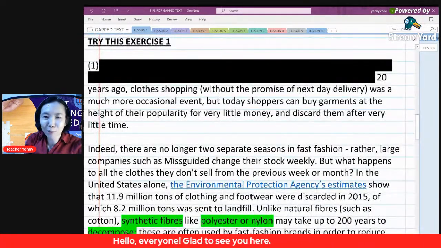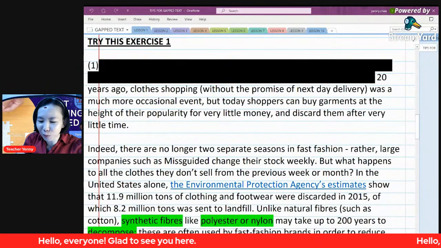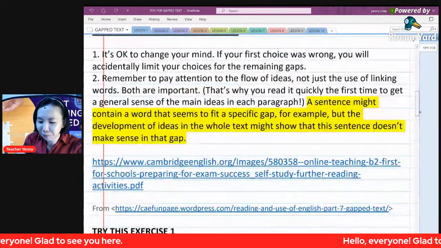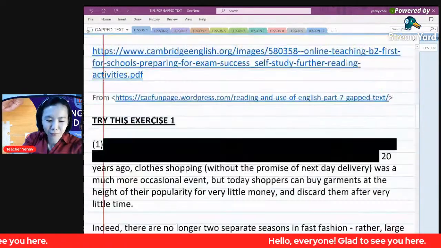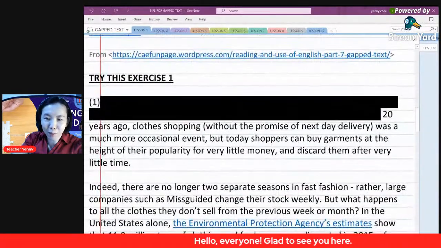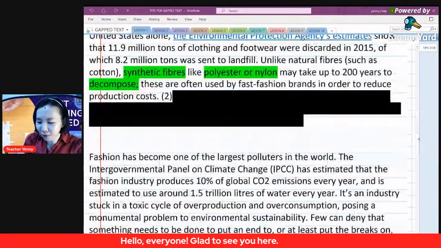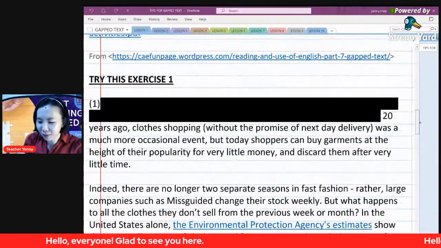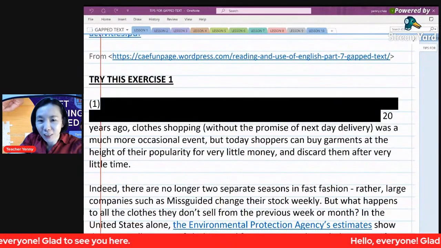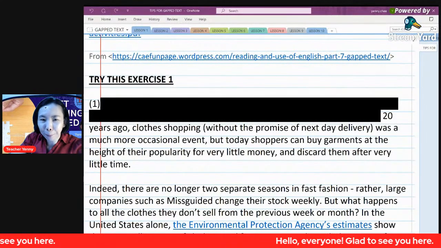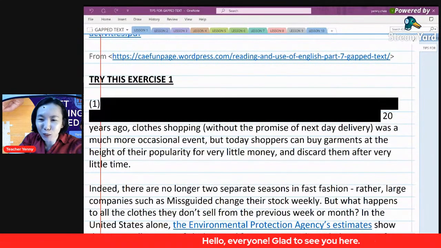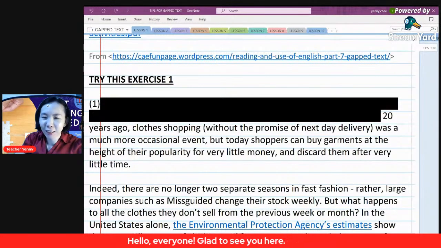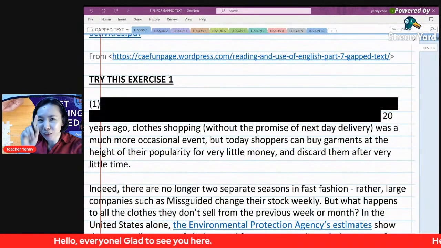What's the first step? I'm waiting for your answer. Come on, what is the first step? Please answer me in the live chat. What do you need to do at first? Apa yang you perlu buat? The first step, come on.